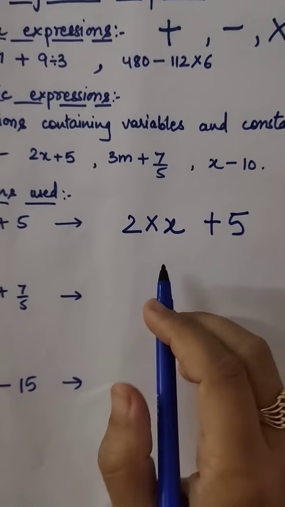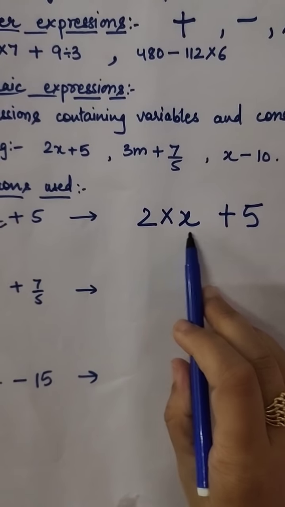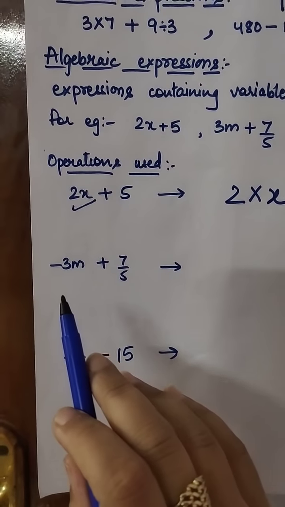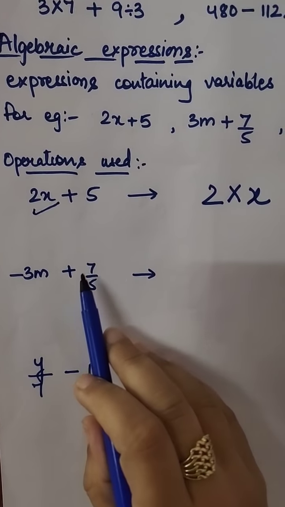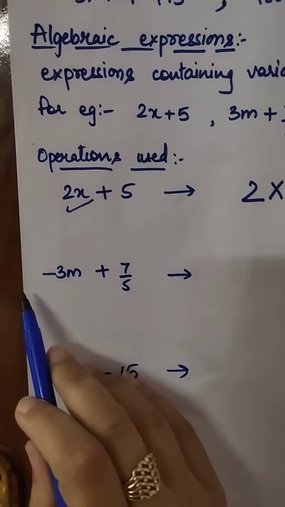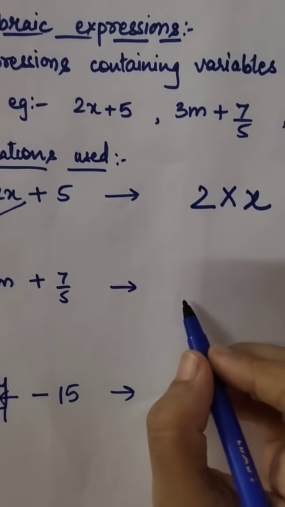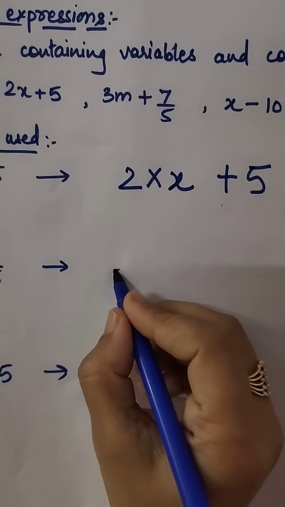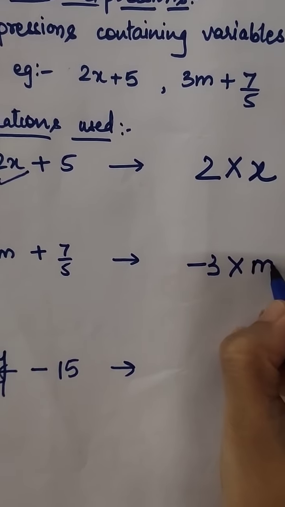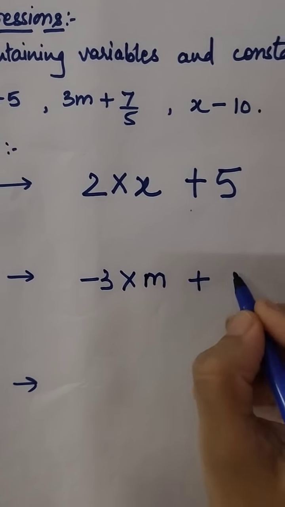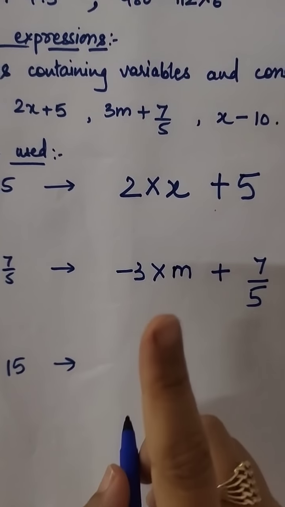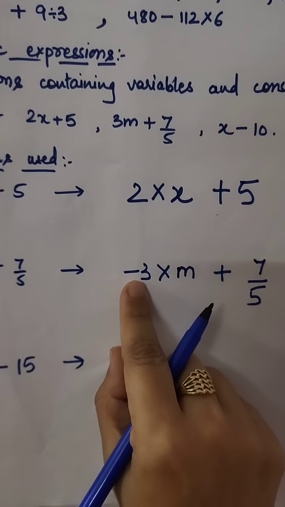So what are the two operations that we have used here? We have used multiplication and we have used addition. Yes. Now, if we see the second part, it is minus 3m plus 7 upon 5. In this, what are the two operations that we are using here? Here, actually, minus 3 is multiplied by m and then it is added to 7 upon 5.